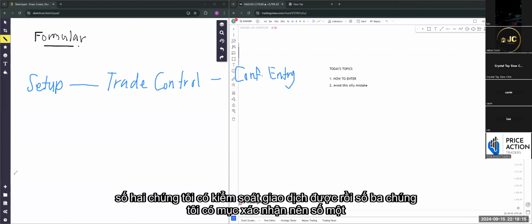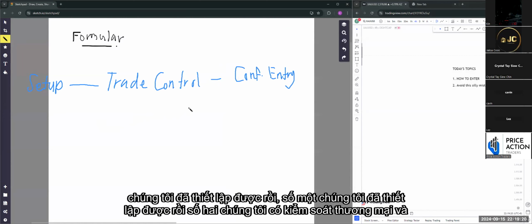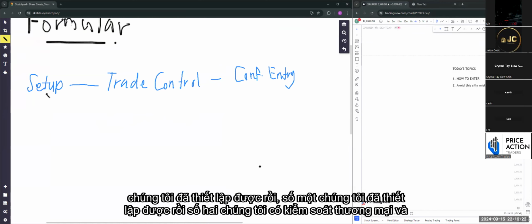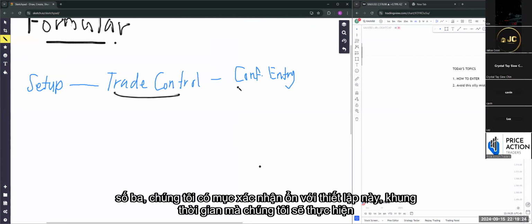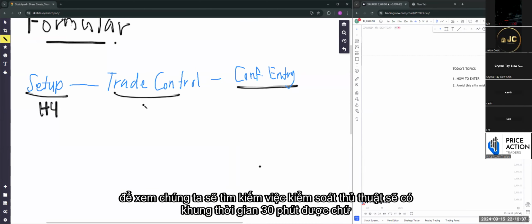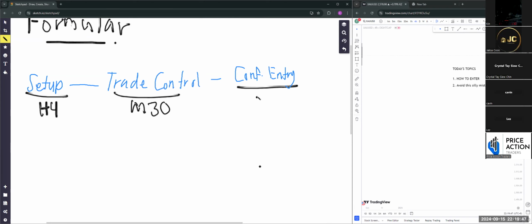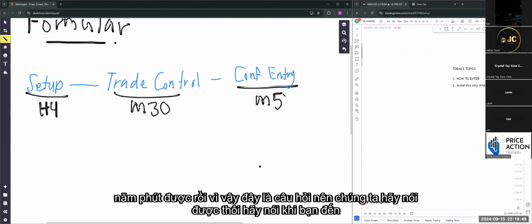Number one, we have setup. Number two, we have trade control, and number three, we have confirmation entry. The time frame that we're going to look for setup is the 4 hour time frame. The time frame for the trade control is 30 minutes. And the time frame for the confirmation entry is 5 minutes.